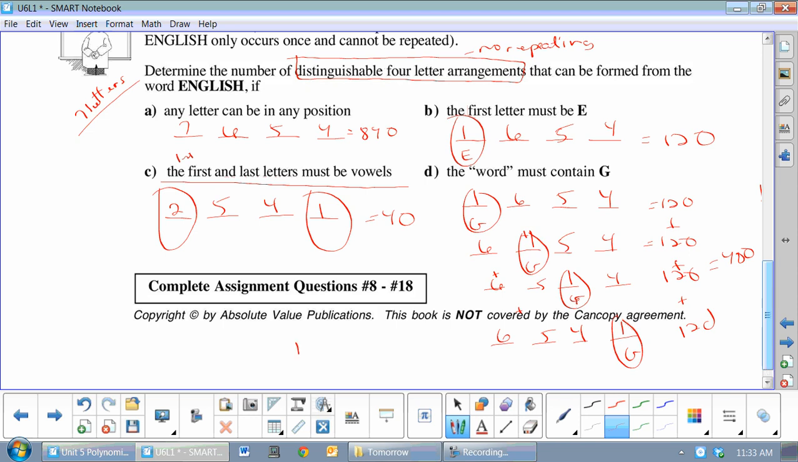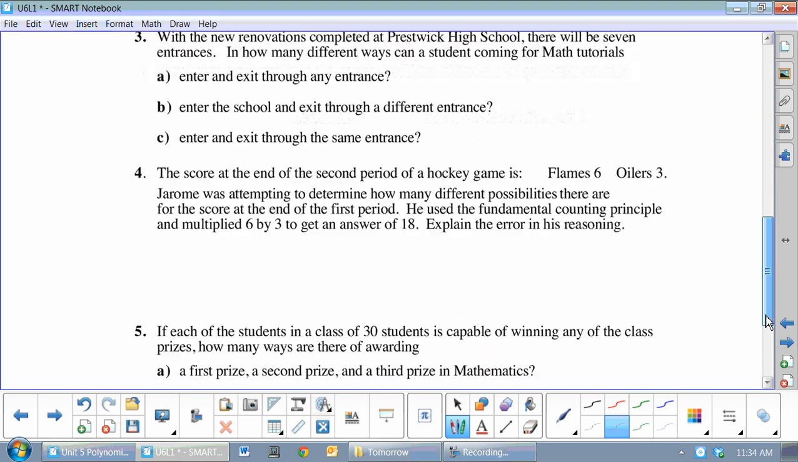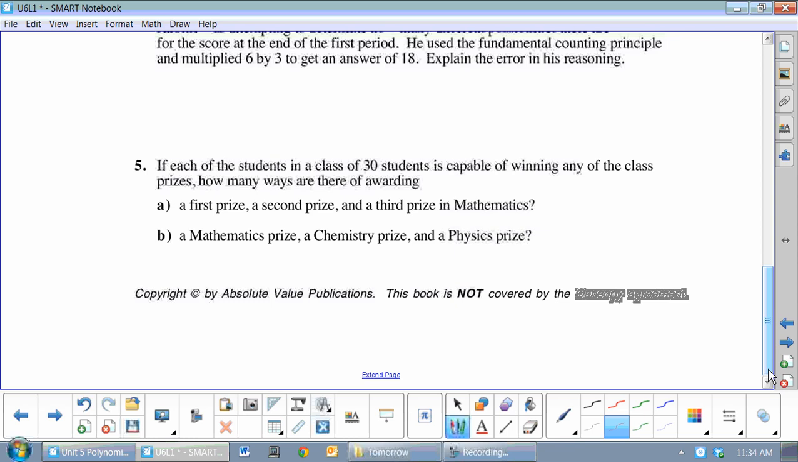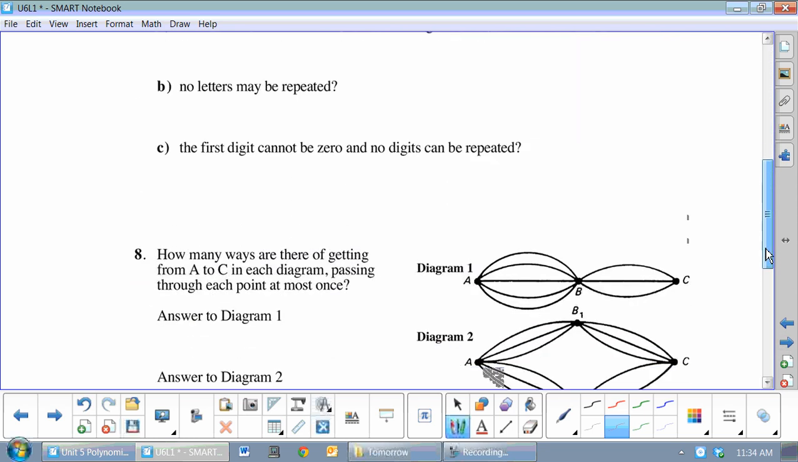Okay, so we're doing 1 to 18, and we're going to omit 15. So 1 to 18, omit 15. Okay, you're going to find your solution manual extremely helpful when you go through these.